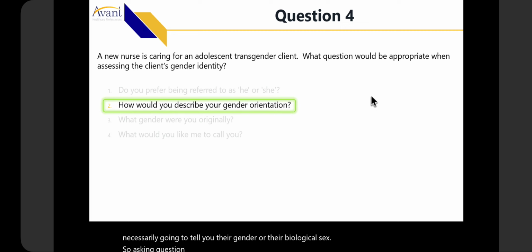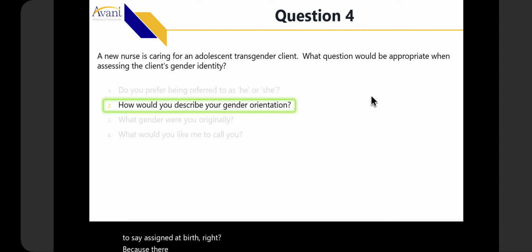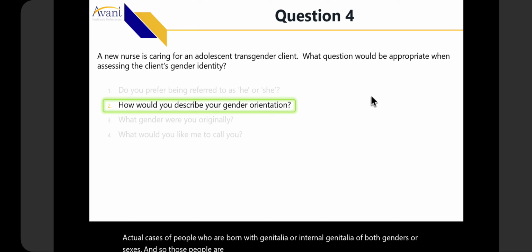So asking question number 2, how would you describe your gender orientation? This allows them to say, this is how I feel about myself. This is how I see myself. And then the corollary question is, what was your biological sex at birth, right? They actually want us to say assigned at birth, right? Because there are truly actual cases of people who are born with genitalia or internal genitalia of both genders or sexes. And so those people are called intersex, right? They have the genitalia of both.